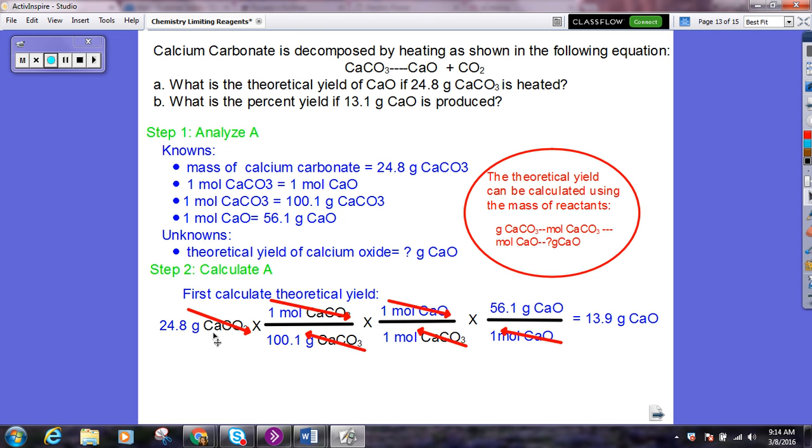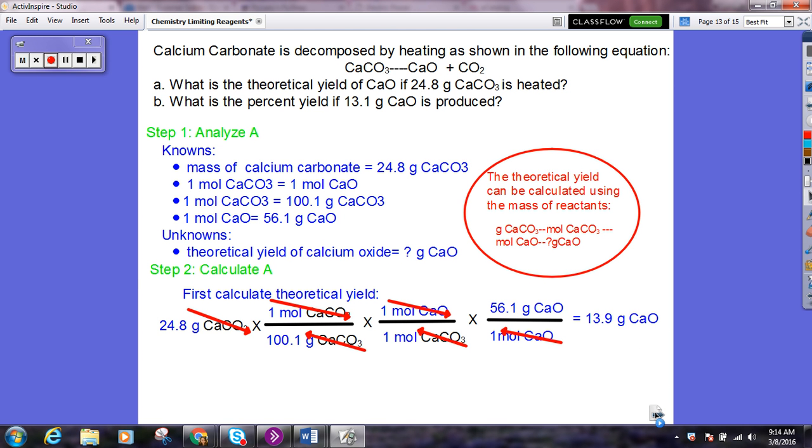All of this was part of our knowns and our analysis. So our big equation ends up being 24.8 times 56.1 grams of calcium oxide all over 100.1. When we do this math, we end up with 13.9 grams of calcium oxide. This is our theoretical yield. This is what the box says we should have.